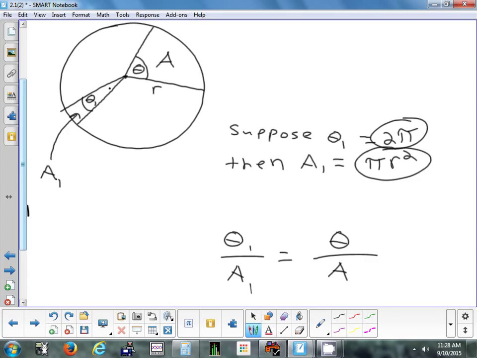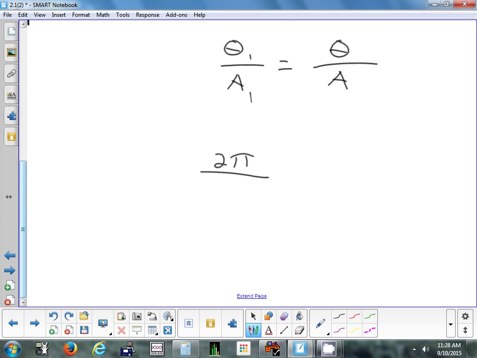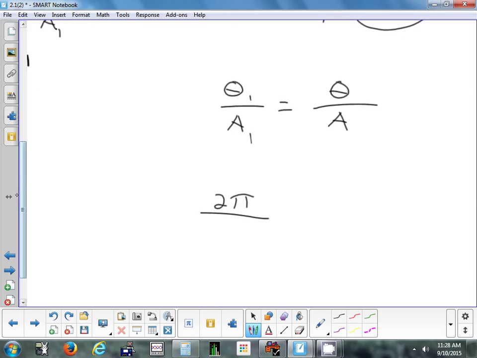Now fill in those two things. Theta 1 is 2 pi. Area 1 is pi r squared. That's the starting fact that we can use to figure out other things. Theta and area, we don't know, so we just leave those blank. We just did this before to solve a proportion. What's that technique we use? Good, we're going to cross multiply. But before I do that, is there anything I can cancel out here?